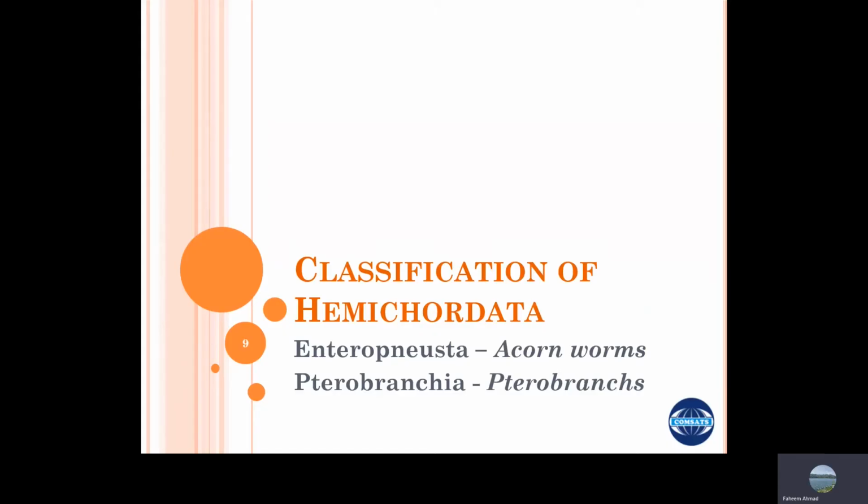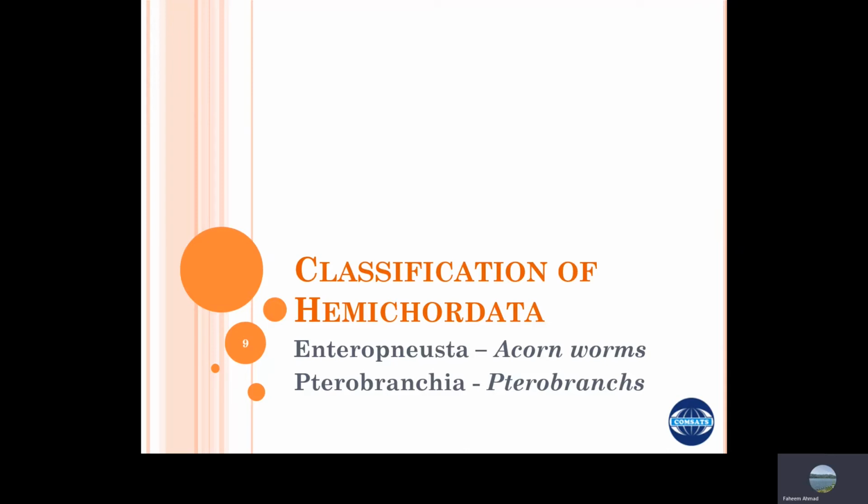In this video, we are going to study the classification of hemichordata. So the hemichordates could be worm-like or leaf-like structures or branching structures. In the taxonomic classification, they are further divided. The phylum Hemichordata is further divided into two major classes.